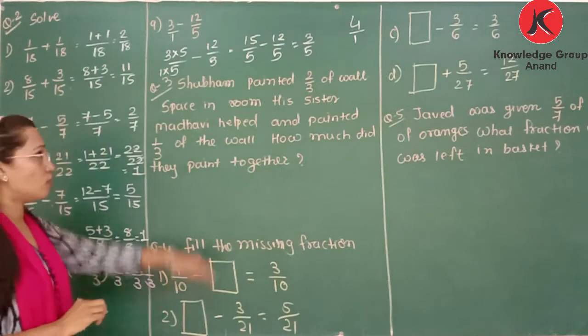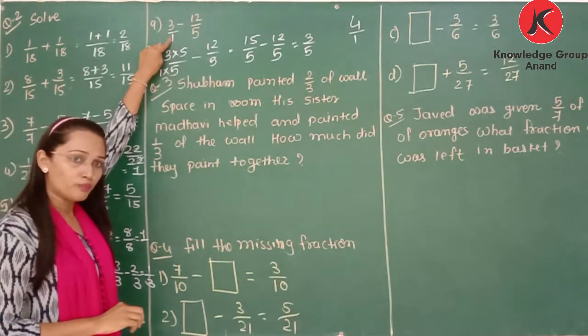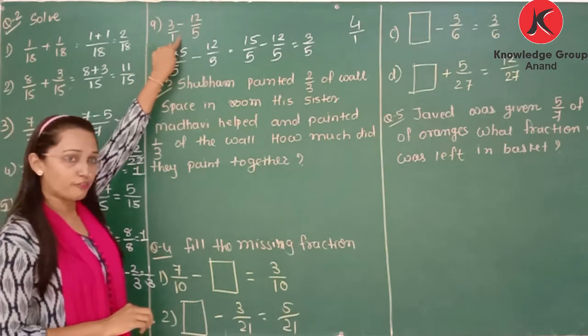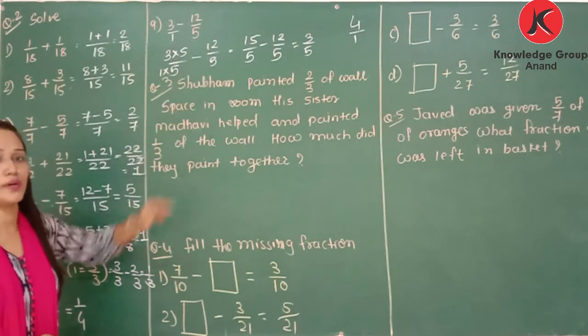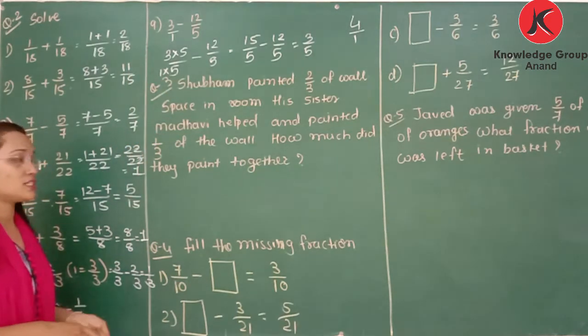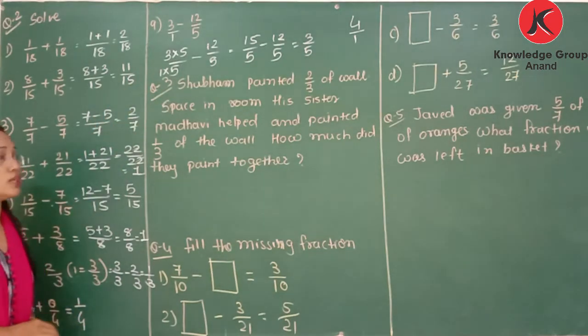Clear? Here in the 3, the denominator is 1. So 1 is multiplied with 5. The same number we should multiply in the numerator. So 3 is also multiplied with 5. So 3 5s are 15 by 5. And 15 by 5 minus 12 by 5 is 3 by 5.